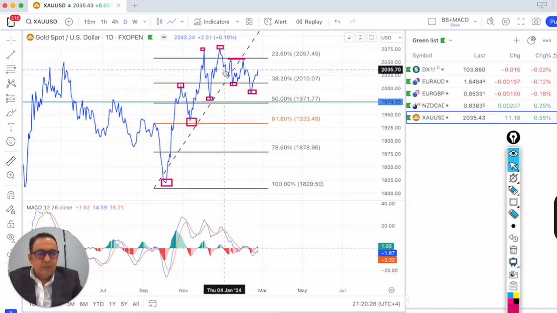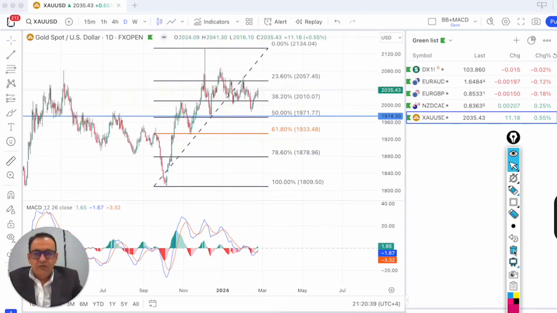That's around 2035, the current level, and if this is broken, then the next major resistance is at 2057, which is also the Fibonacci number. So I've applied Fib retracement from this low, which was at 1809, to the highest point, that's 2134 or 2135 in round number, and the market has honored 50% retracement level.